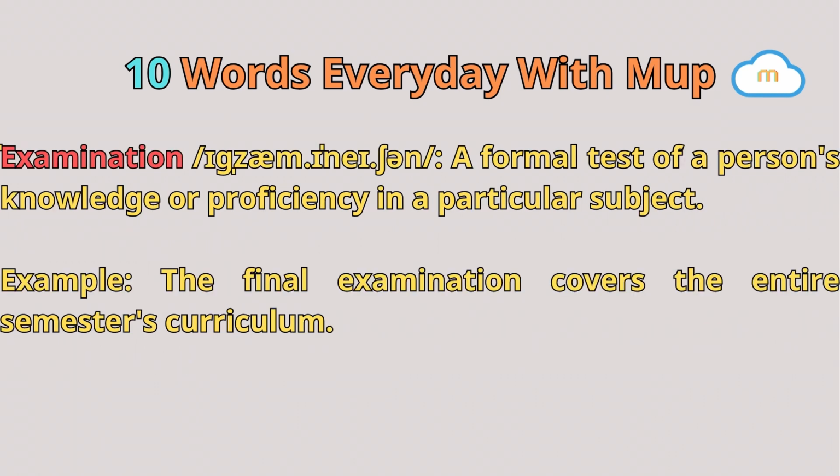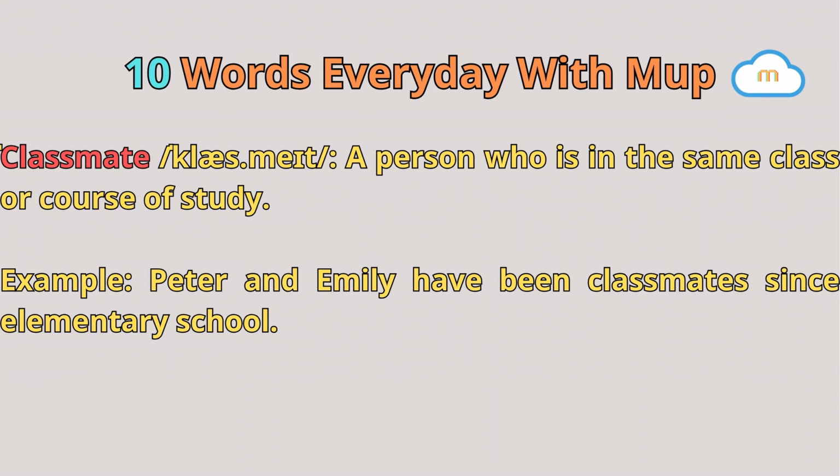Examination. Definition, a formal test of a person's knowledge or proficiency in a particular subject. Example, the final examination covers the entire semester's curriculum. Classmate. Definition, a person who is in the same class or course of study. Example, Peter and Emily have been classmates since elementary school.